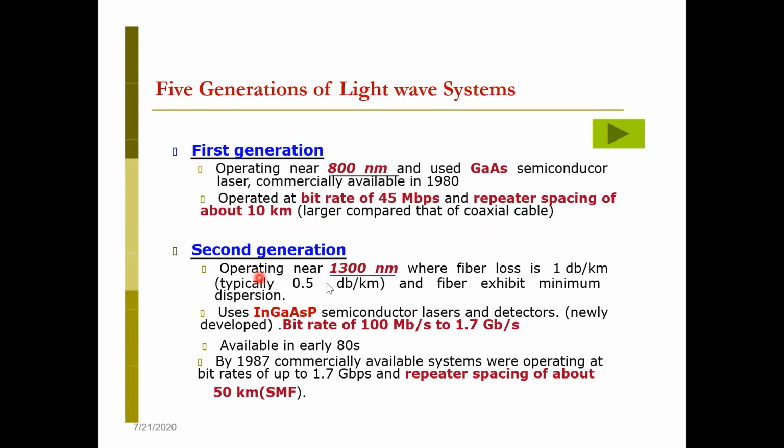In second generation, we started operating in the second optical window, that is 1300 nanometer. So here the fiber loss was substantially reduced. Again, I'm telling, as we are increasing the wavelength, the losses decrease. So from 800, when we shifted to 1300 nanometer, that is my second optical window, the losses reduced to 1 dB per kilometer, and the fiber exhibits minimum dispersion.